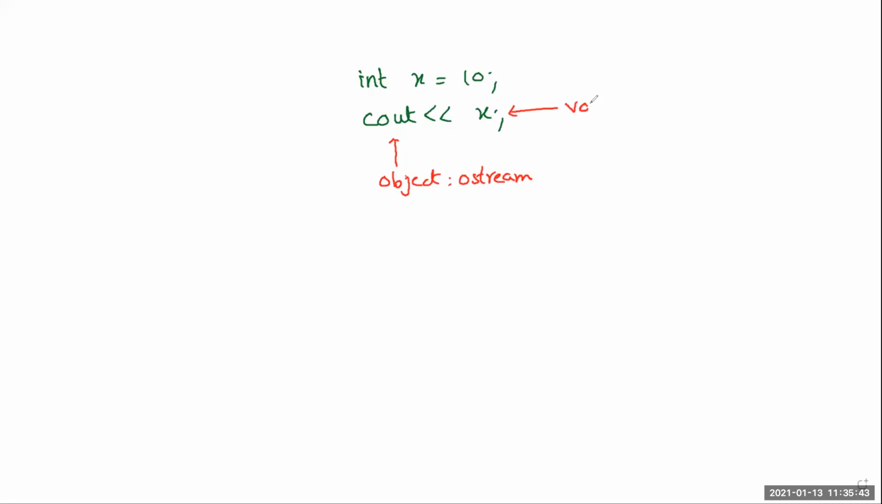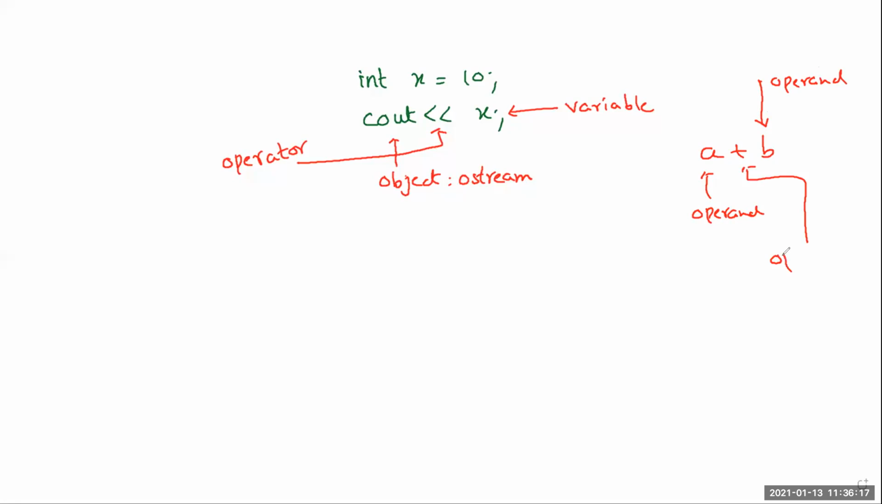This is a variable. Okay, it can be any basic data type, integer, float, character, string, or whatever it is. Okay, and now what is this? This is actually an operator. Okay, so you see, just like you write maybe a plus b, so this is your first operand and this is your second operand. Okay, and this is your operator.